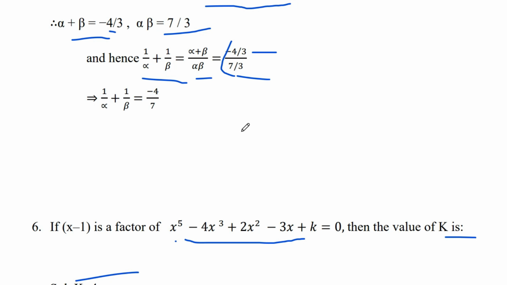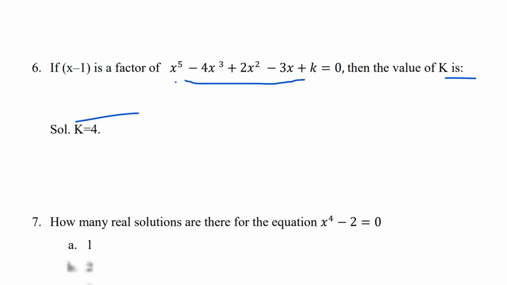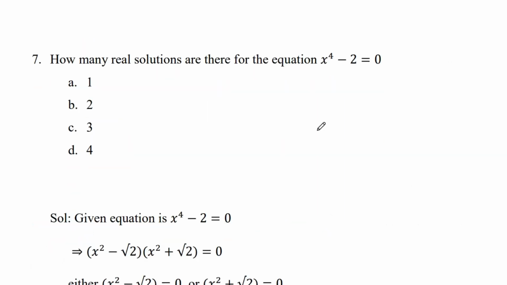Next question is, how many real solutions are there? You are given the equation x raised to the power 4 minus 1 equals 0, and you have to find out how many real solutions this equation has. Is it 4, 3, 2 or 1? Let's try to solve this equation.